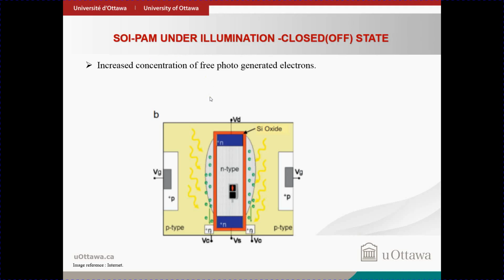In this off state condition, increasing the illumination power on both sides of the p-type region increases the concentration of free photo-generated electrons until it reaches the inversion state, and the n-type channel depletion layer on both sides extends widely and eventually closes the channel.